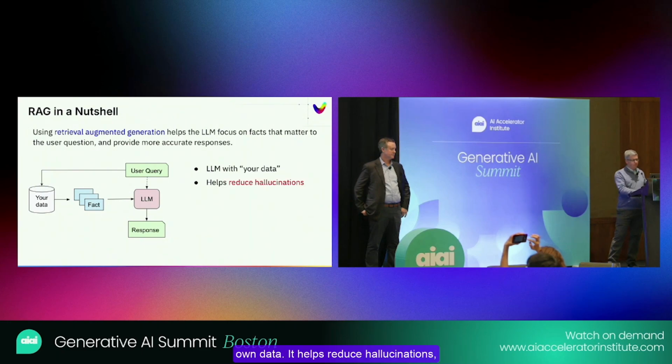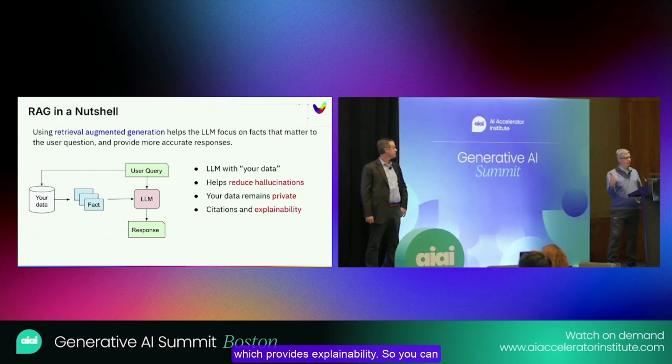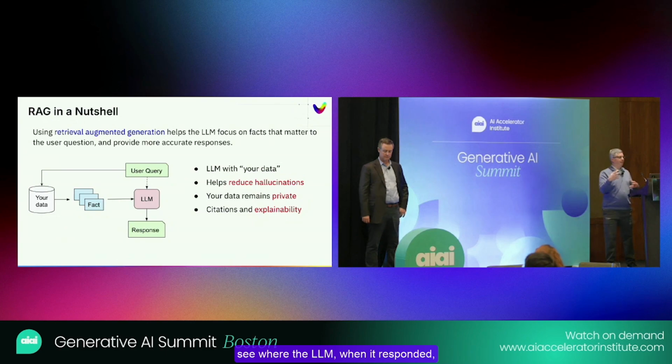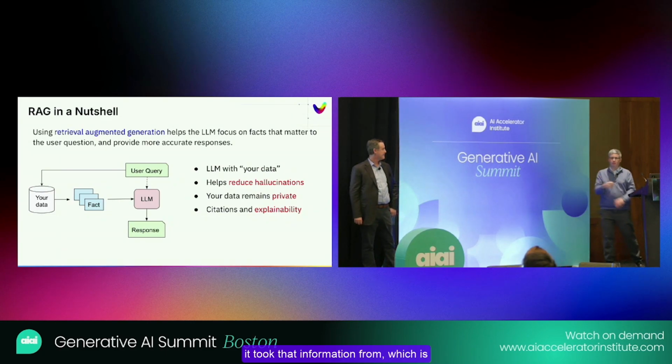So you can point it to your own data. It helps reduce hallucinations because you can give it external information like this. Your data remains private. This is a question I get asked a lot. There's no training involved, no fine-tuning. Your data doesn't go anywhere. It doesn't need to go. And I'll show this in the demo too. It allows you to get citations, which provides explainability. So you can see where the LLM, or where the RAG pipeline, when it responded, took that information from, which is really helpful.